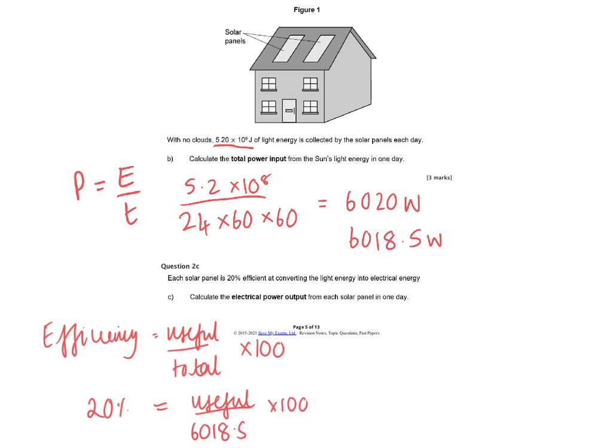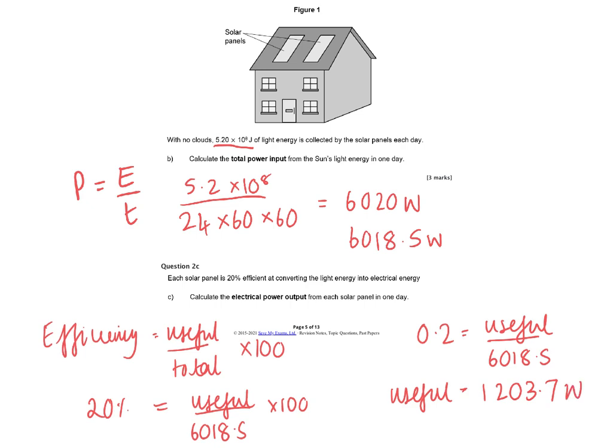So the first thing that I would do is divide both sides by 100. So you'll get 0.2 is equal to our useful divided by 6018.5. And that means our useful power is equal to 0.2 times 6018.5. And you would get 1203.7 watts of power produced.